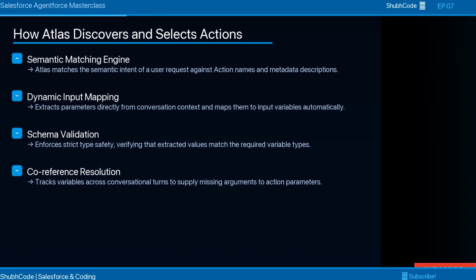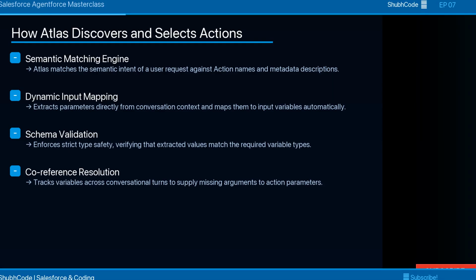How does the Atlas reasoning engine actually know when to use a specific Flow or Apex class? It does not hard-code this logic. Instead, it uses semantic search to compare the user's intent against the metadata descriptions of your action providers. When a user asks a question, Atlas analyzes the available actions, evaluates their input schemas, and dynamically maps variables from the conversation. This is why writing precise, descriptive metadata is no longer optional, it is literally the code that guides the AI's execution path. If your descriptions are vague, Atlas might choose the wrong action, leading to conversational drift or outright failure.